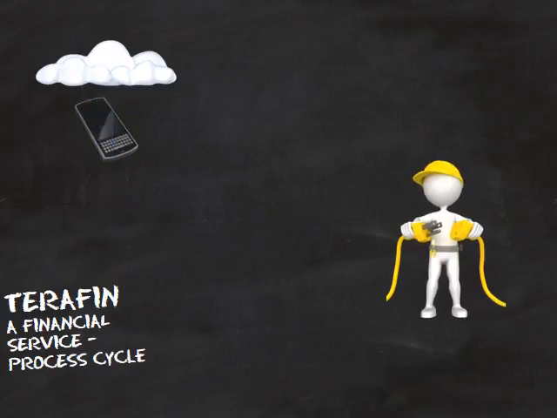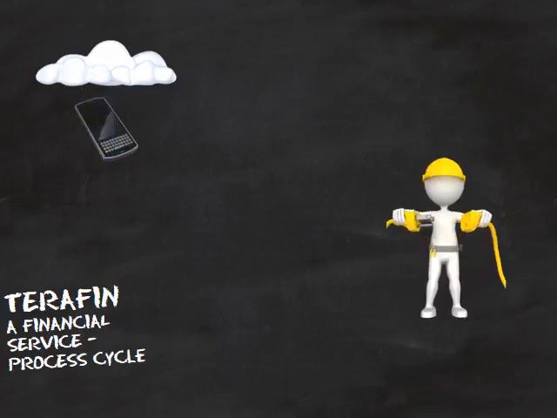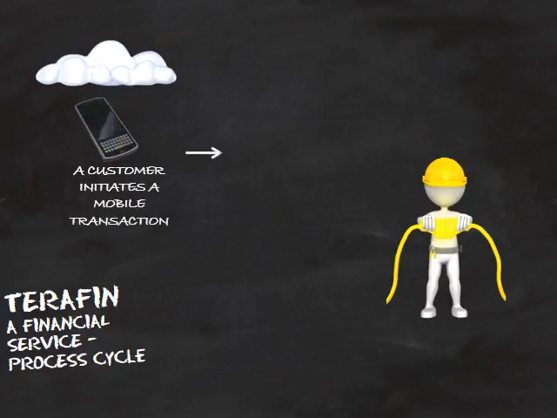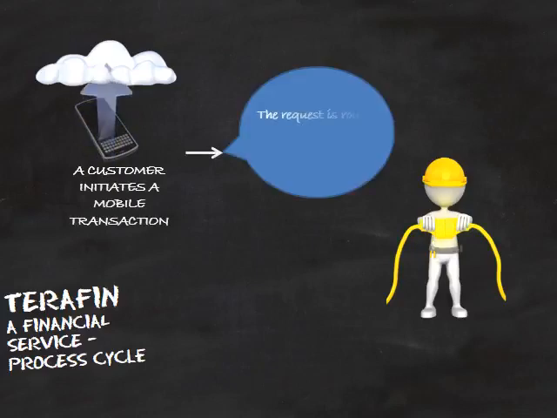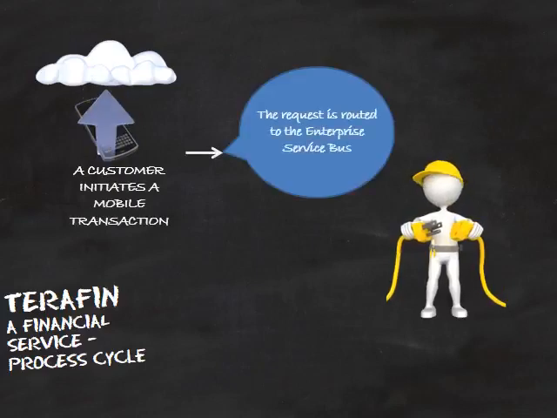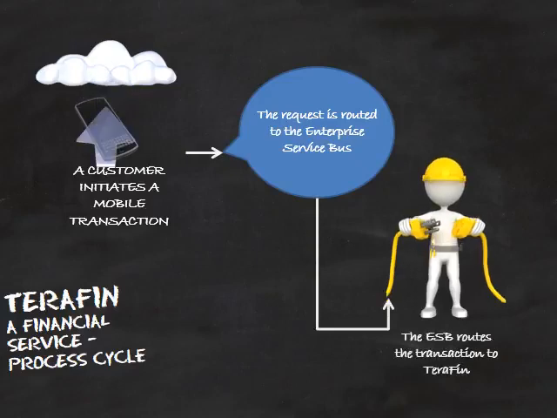TeraFin, a financial service, process cycle. A customer initiates a mobile transaction. The request is routed to the enterprise service bus. The ESB routes the transaction to TeraFin.